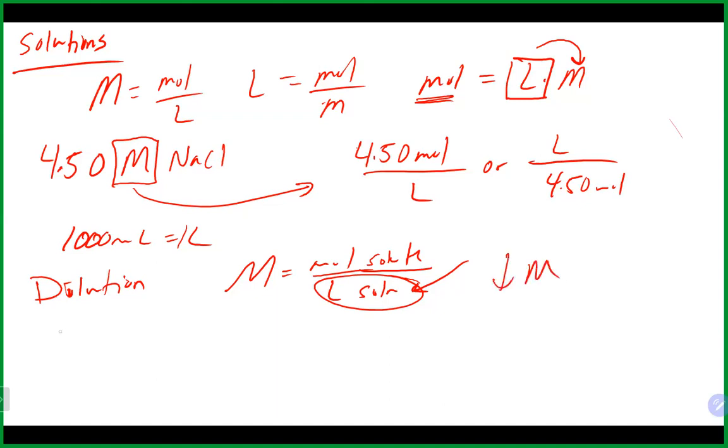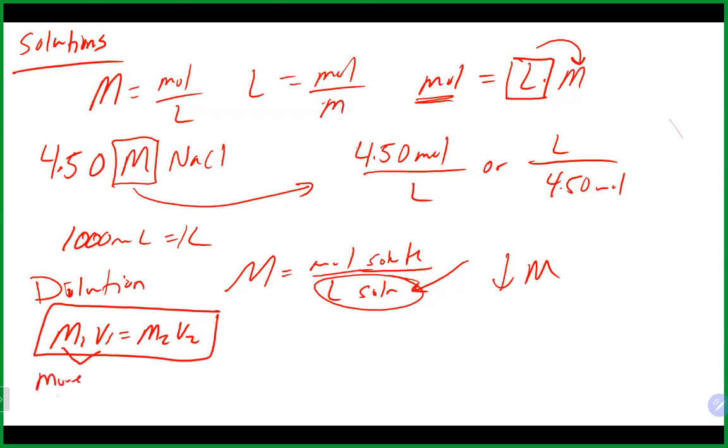There is an equation that we use for dilutions, which is M1V1 equals M2V2. And that is molarity times volume equals molarity times volume. Typically, the ones are the more concentrated solutions, and the twos are the more dilute solution. And remember, a lot of times in dilution problems, they want to know how much water you add. So very commonly, the volume of water is the difference between the two volumes.